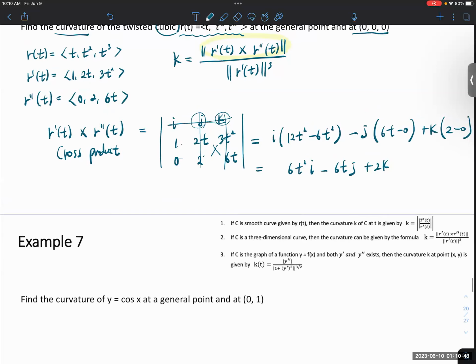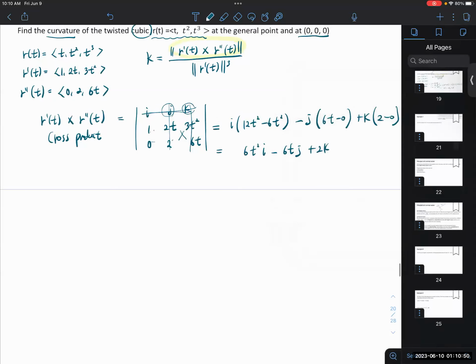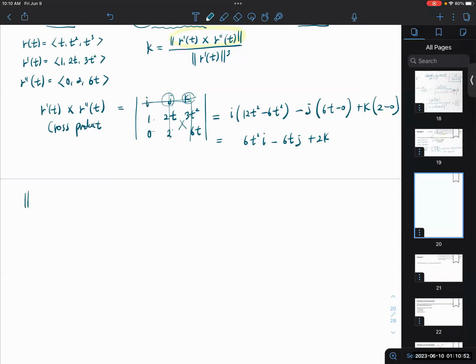Now what happened? We have to find the magnitude of it. That's the numerator. So the magnitude of r prime of t cross r double prime that we just got. So this is going to be the square root of 36t to the fourth plus 36t squared plus 4.